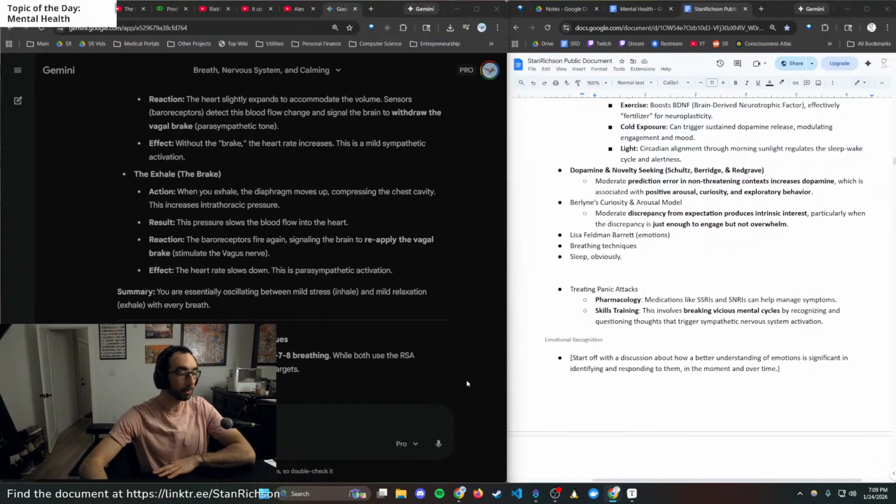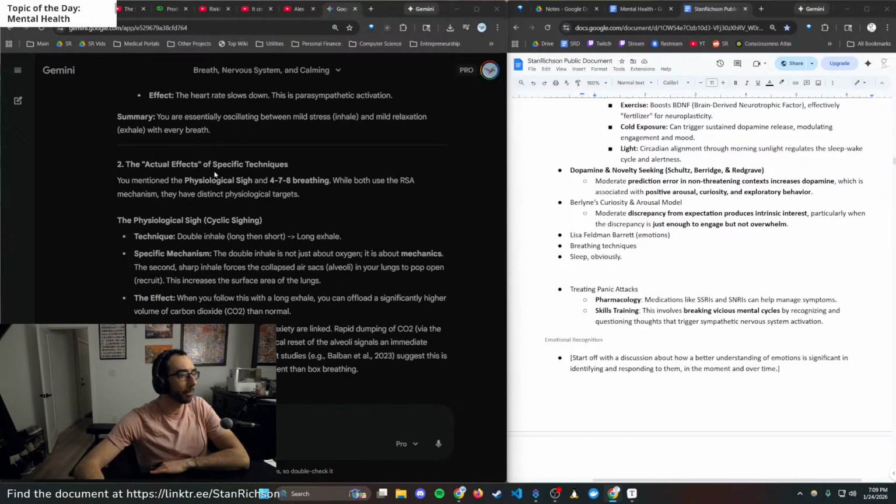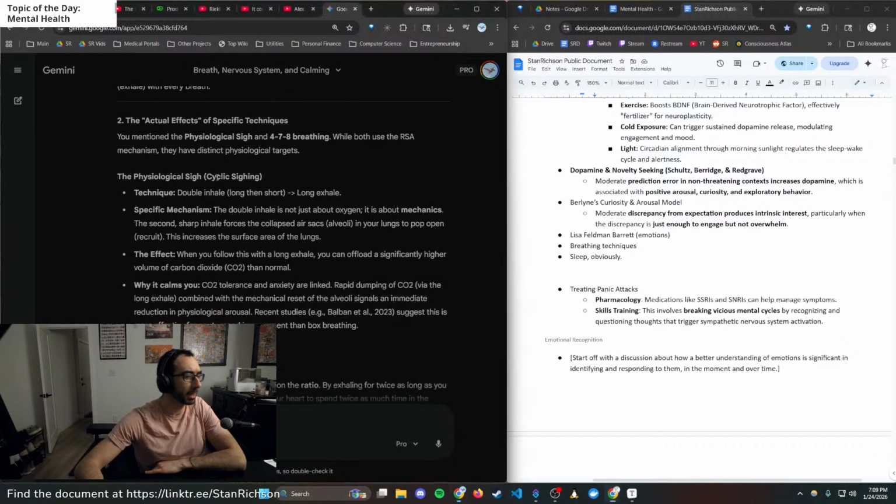Yeah, I imagine it's nice to practice broadly, just to get a sense of the field and have an intuitive sense for yourself. The actual effects of specific techniques: you mentioned the physiological sigh and 4-7-8 breathing. While both use the RSA mechanism, they have distinct physiological targets. All right, the physiological sigh, cyclic sighing. Double inhale and then a long exhale. I think Huberman does it better.